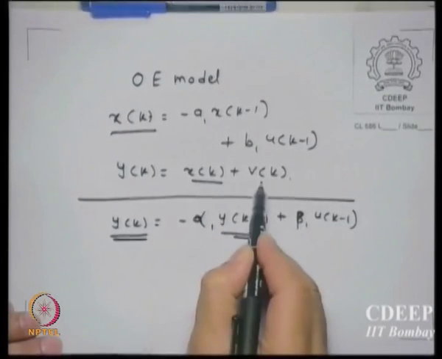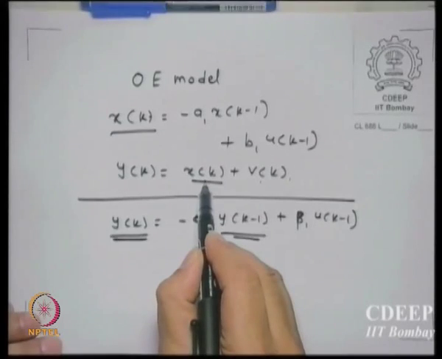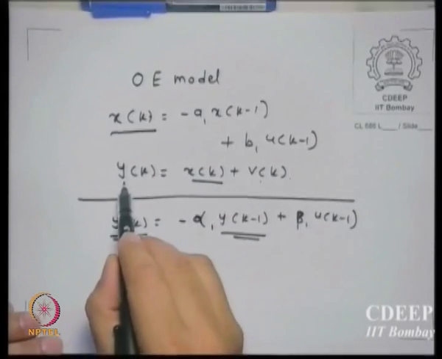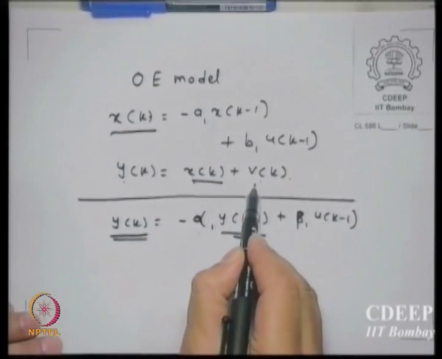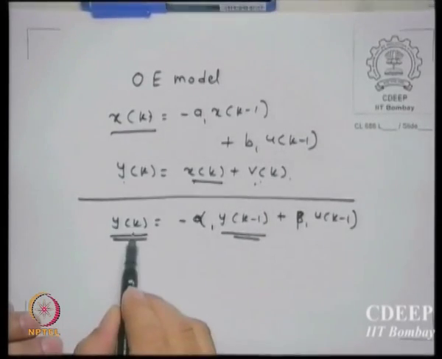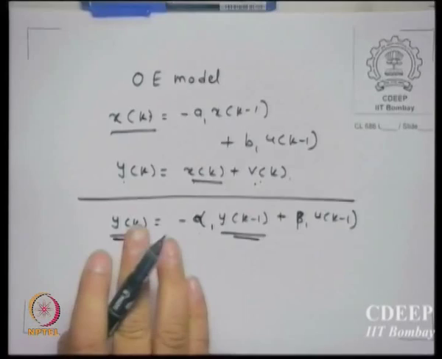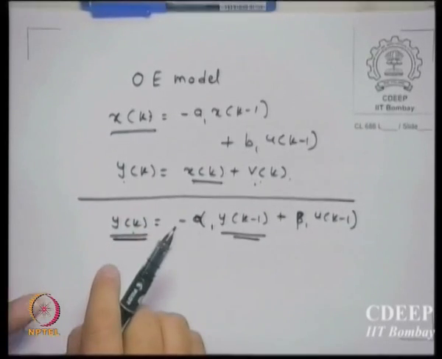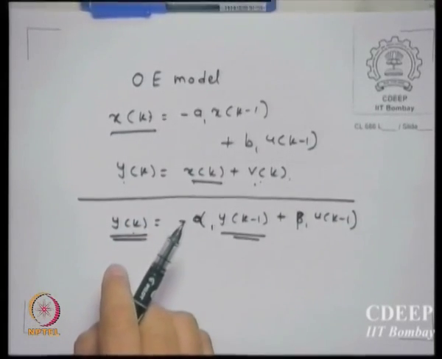Okay, x is a combined effect of vk and y is a combined effect of xk and vk. Okay, y is a combined effect of xk and vk. Y can be measured. So this model is fundamentally different. They look similar, but there is a big difference.